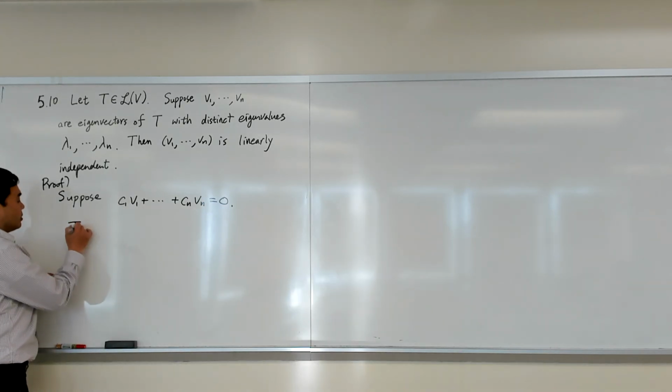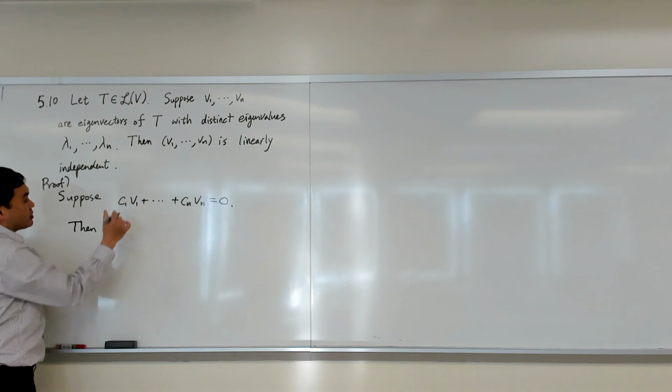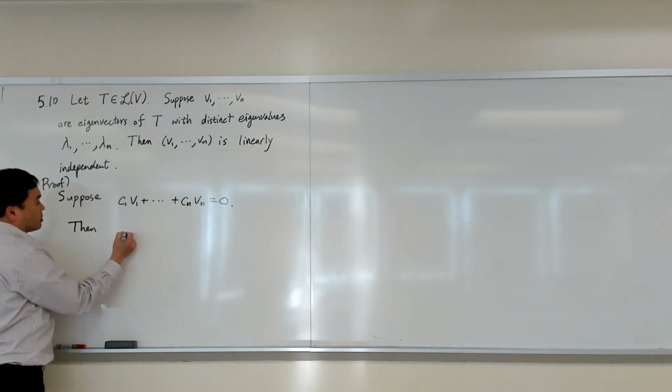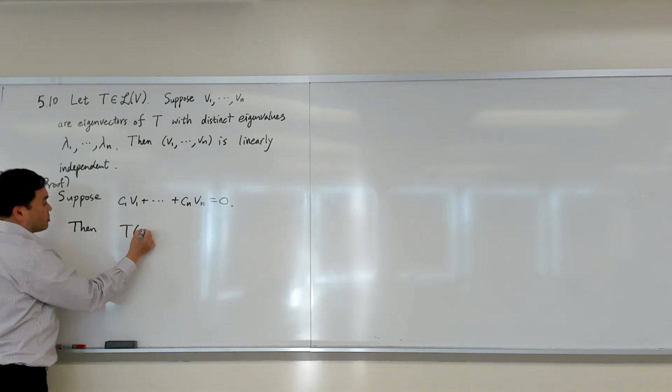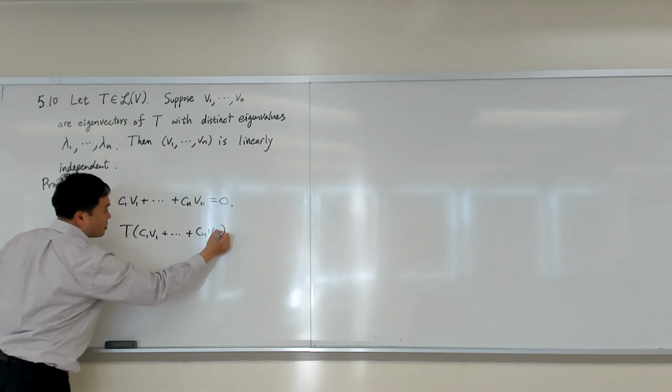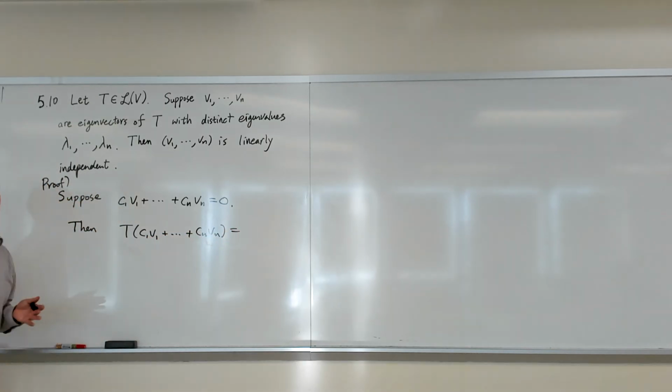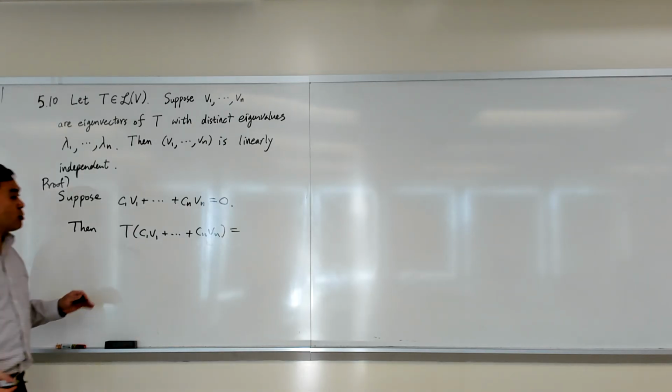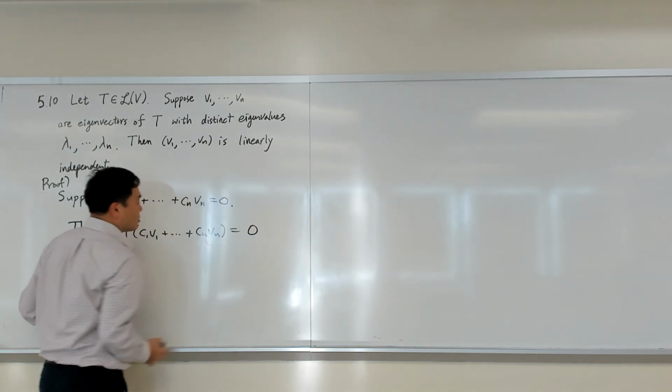Then, if we apply T, you get T of c1 v1 plus ... plus cn vn is also T of 0, but if you have a linear map, 0 always goes to 0, so that's what you get.